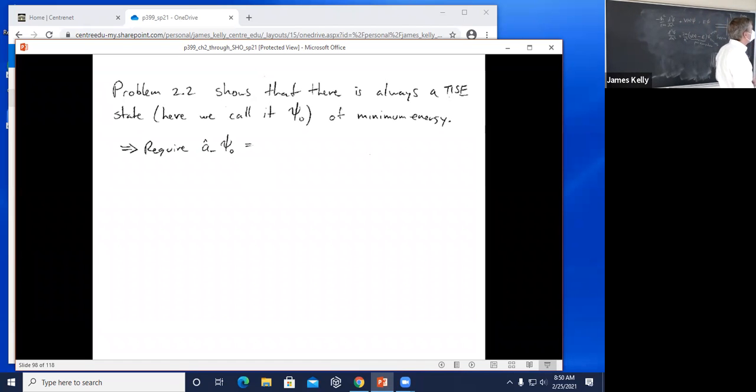Now, if that's the lowest one, it seems like we're in trouble, because we proved a theorem that essentially said, well, let's consider the state A minus applied to psi 0. Whatever energy psi 0 had, this state seems like it's going to have an energy eigenvalue that's less than that by h bar omega. If psi 0 has energy E, then this whole thing has energy E minus h bar omega, and we found a time-independent Schrodinger equation solution with less energy. That's contradicting the result of problem 2.2.